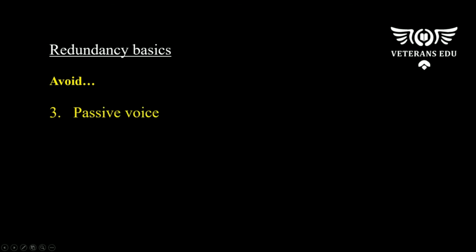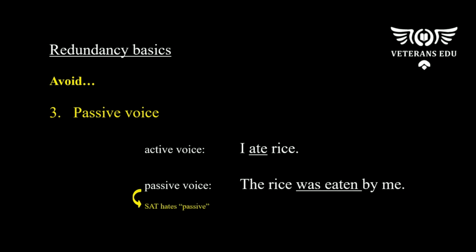Finally, SAT doesn't like passive construction. In English language, there are 2 ways of speaking, the active voice or the passive voice. Active voice looks like this. I ate rice. In this sentence, the subject I is doing the action. In the passive voice, it's the other way around. Instead of the subject doing the action, the subject receives the action like this. The rice was eaten by me.